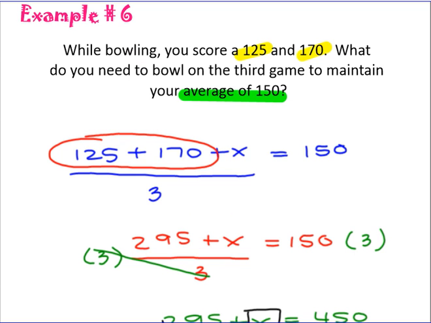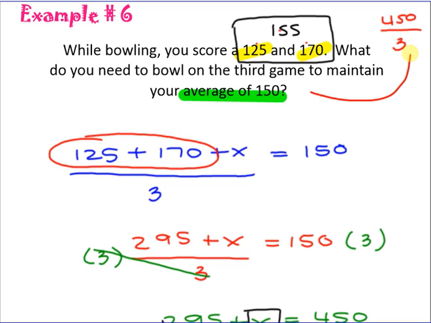And then plug your answer back in to check it. So we want to find the mean of these three numbers here. So we're going to do 125 plus 170 plus 155. So that's going to equal 450 divided by 3, and that equals 150.